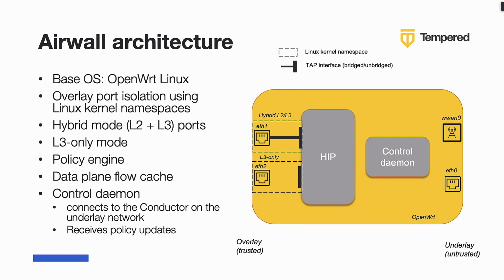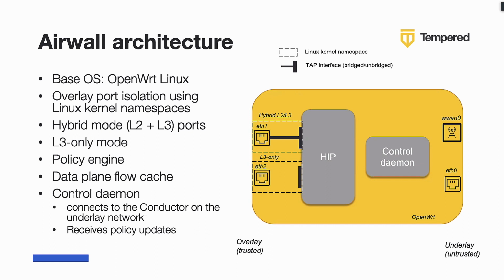Now, the ports talk with the actual HIP daemon on the air wall. There are tap interfaces. They're bridged in the case of the hybrid ports and unbridged in the other case. And inside the HIP daemon, it's really all pushing packets around, encrypting packets coming in from one side and pushing them out on the other side.